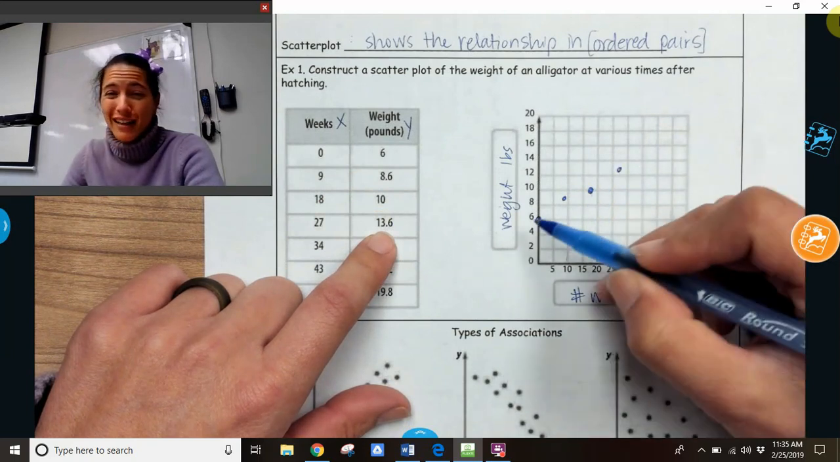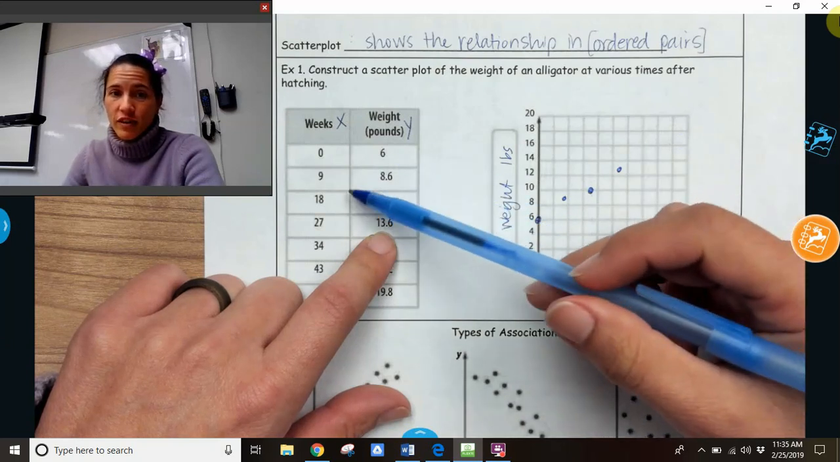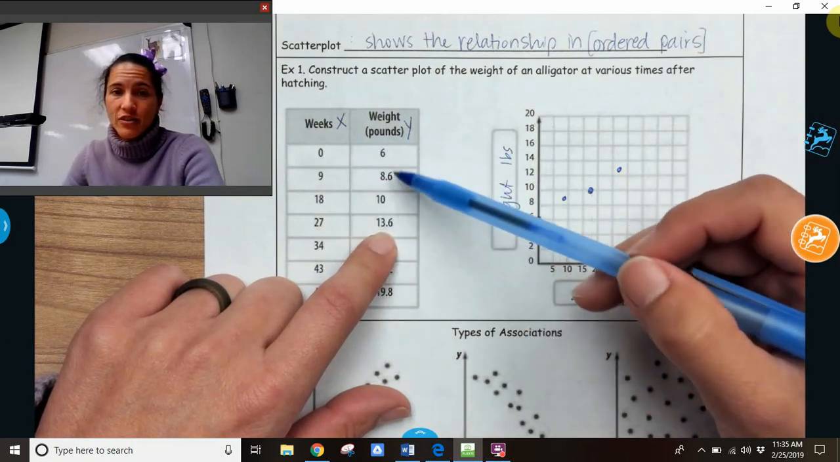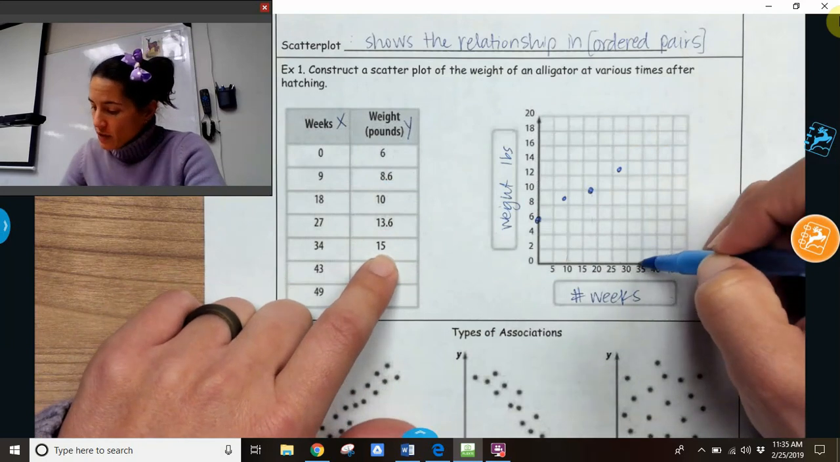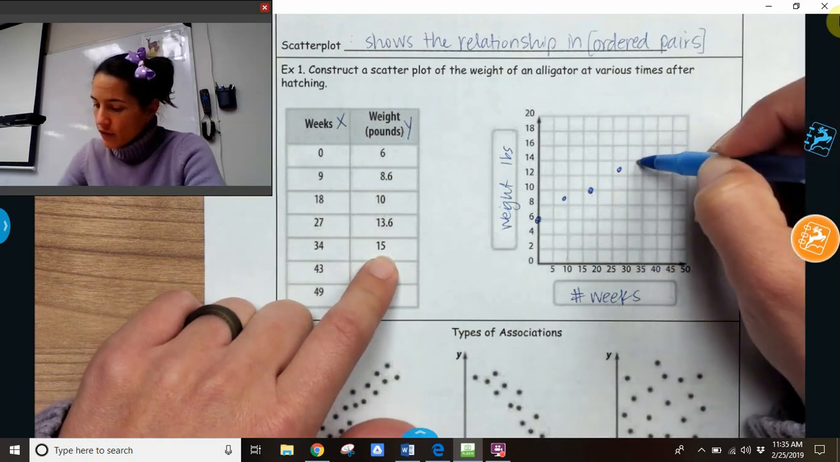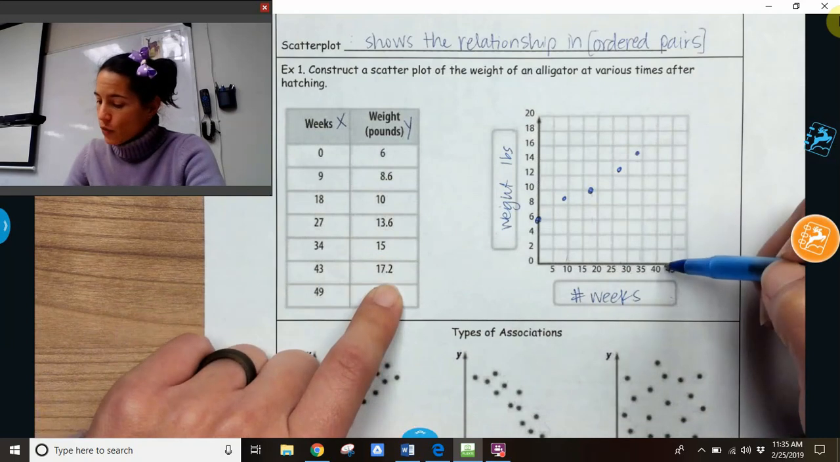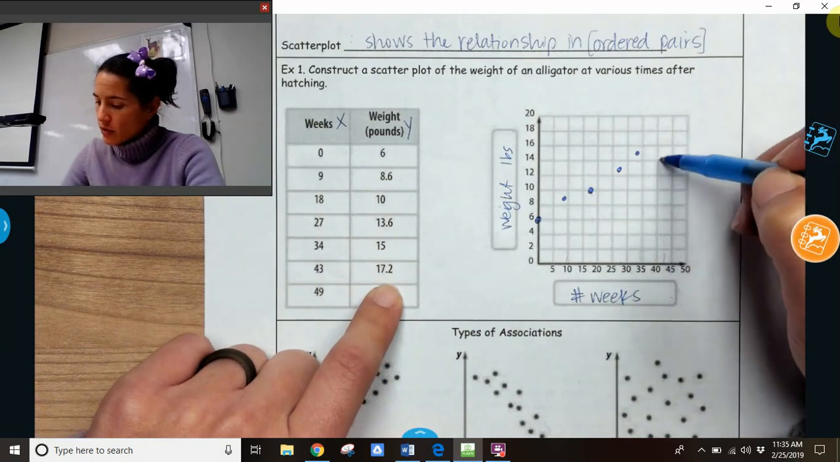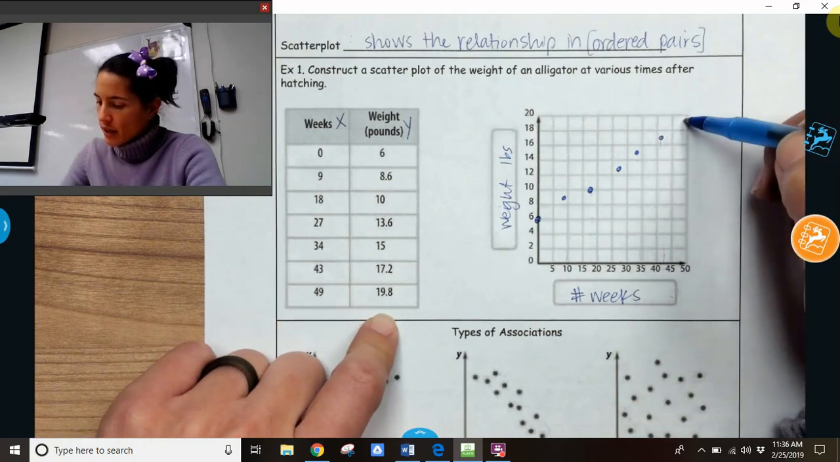So you notice, it's not going to be exactly linear because the weeks are different. It's going up by 9 weeks each time, but the weight is different. 34, 15, so it's right before 35. 15 is going to be in the middle of 15, 16. 43, 17.2, and then 49, 19.8.